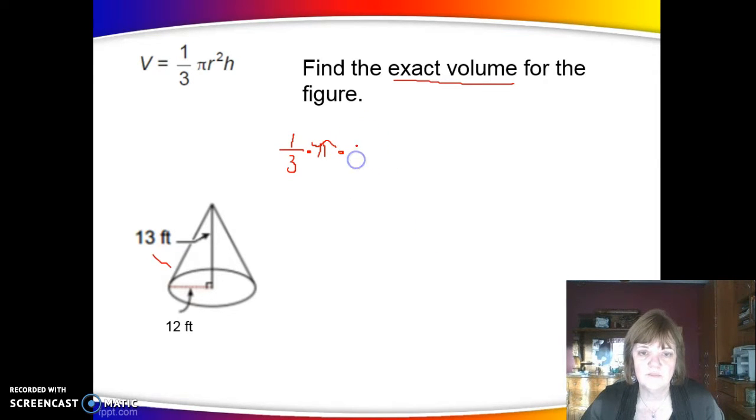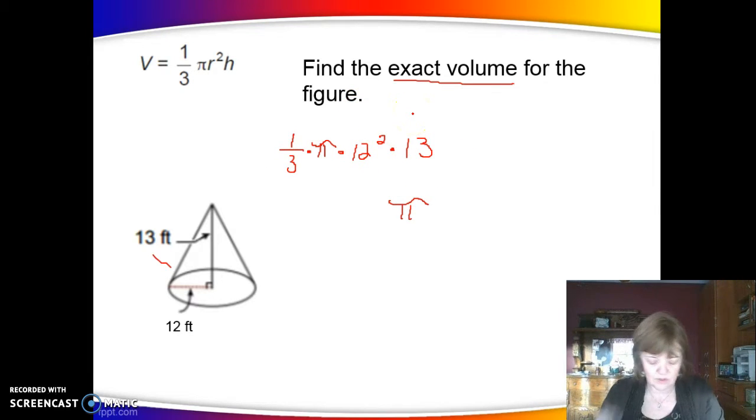Okay. 12 squared times the height, which is 13. So now let's see what happens. We're not going to multiply our pi. Let's see if we happen to have numbers here that are going to give us an exact volume. And I think in general, I'm not going to give you something that isn't going to. If I say exact, then you should be able to come up with an exact number.